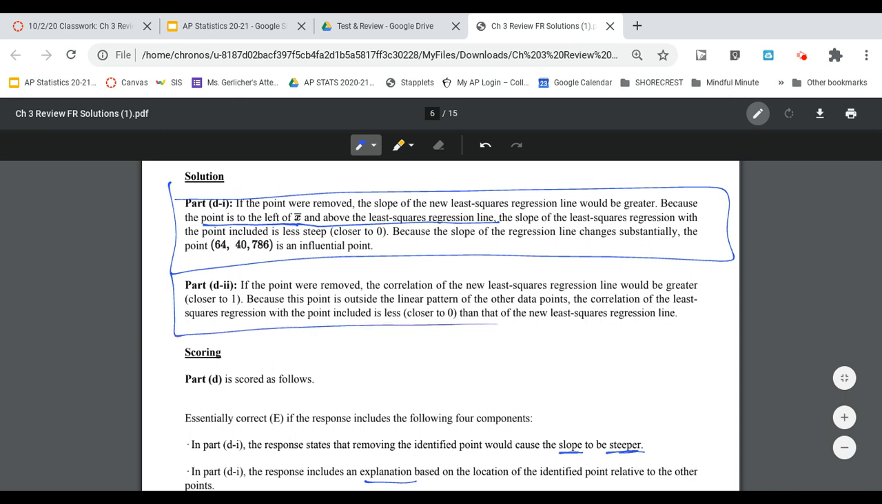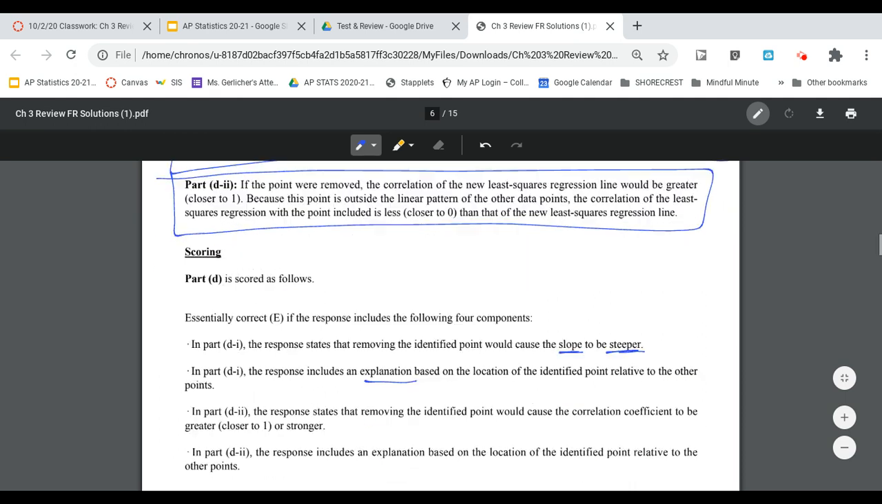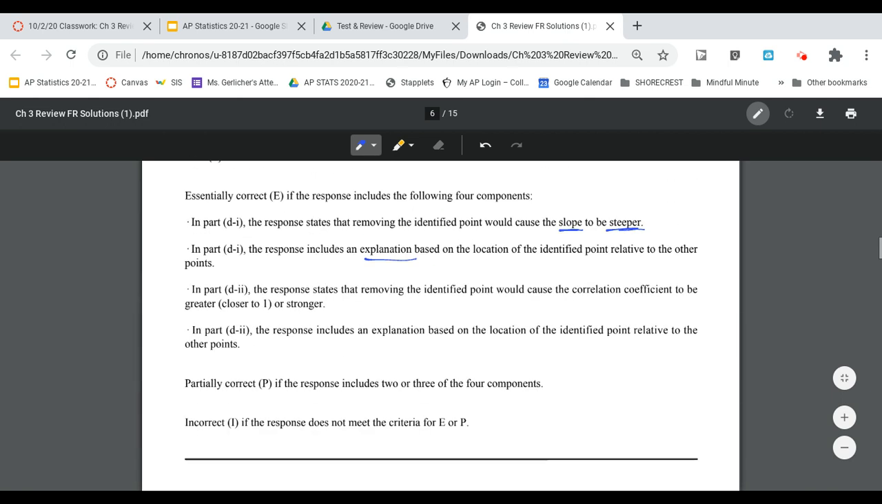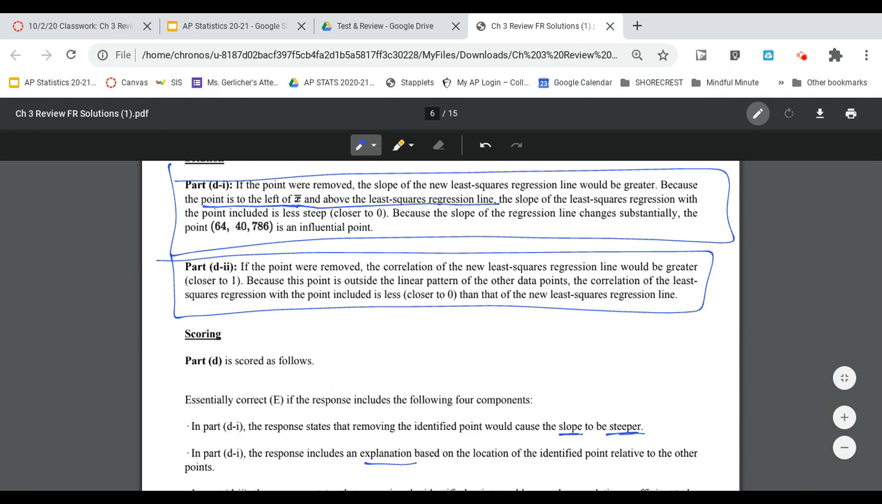Okay, and then the last part, here's their perfect solution, but it's only one way to write it. So to get full credit on that, you would have to say that the correlation coefficient, that's r, would be greater, closer to 1 or stronger, different ways you could say it. And again, an explanation based on the location of the point relative to the other points. So what did they say? Because the point is outside the linear pattern, the correlation would become better, would become stronger, a higher number if you took that outlier out. If that was an outlier that was within the pattern of the points, it would have the opposite effect. Okay.